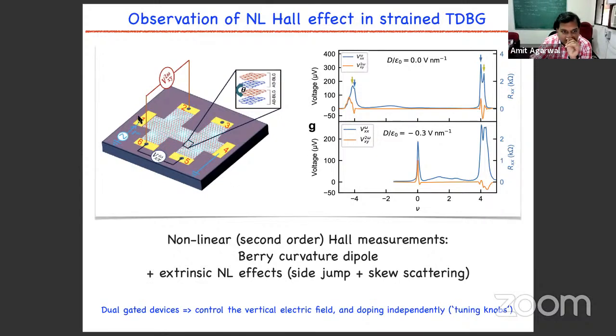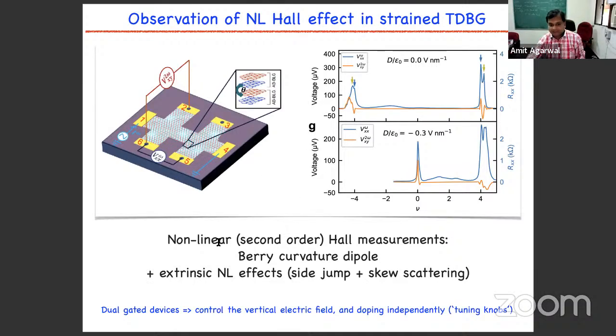You can apply a fixed current between terminals 1 and 4. You can measure the longitudinal Drude voltage, let's say, along terminals 6 and 5. And you can measure this V2 omega signal across terminals 6 and 2. So that's roughly the measurement setup. If you do this, you can show that this V2 omega, the orange lines, which are experimental measurements, shows a finite BCD by tuning either the vertical electric field, or the filling factor. This is a tuning of the filling factor. This is for zero electric field, and this for a finite electric field value. So two different sets.